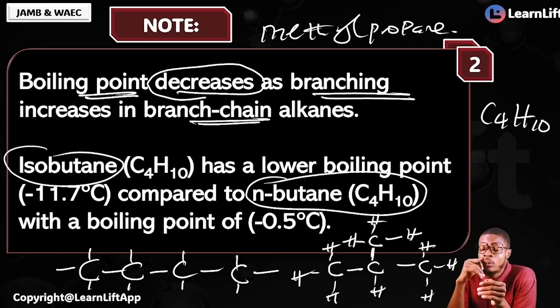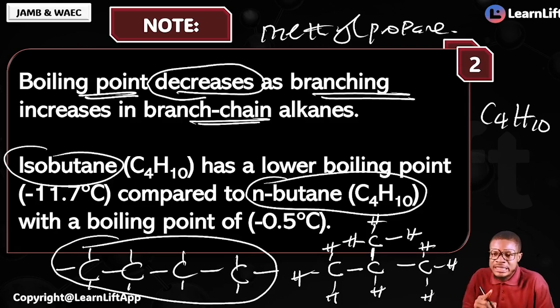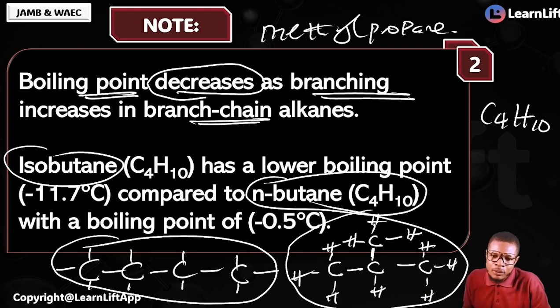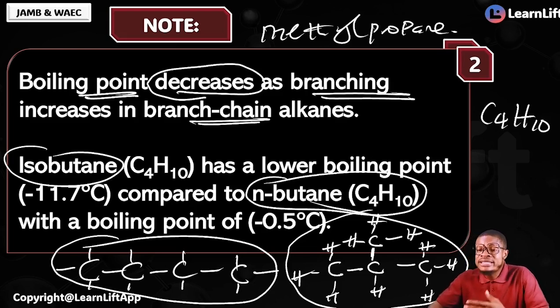But listen, please. We said that boiling point decreases as branching increases. In your N-butane, normal butane, it is straight chain. In your branch chain now, what happened? It has branched. Because it has branched, boiling point there will decrease. So the more the degree of branching, the more there will be decrease in boiling point. My question is this: your isobutane and your N-butane, which one will have higher boiling point? Of course, the one that will have higher boiling point is your N-butane.